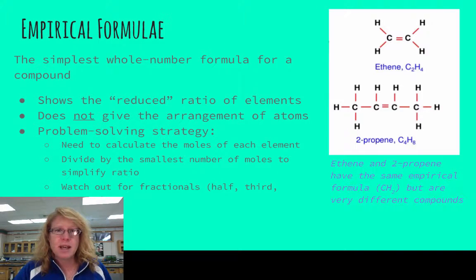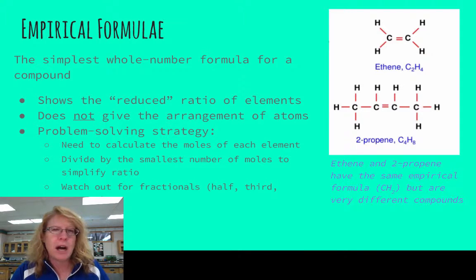And then the third thing is to beware of fractionals. Sometimes when we do mole ratios, we get something a little bit unusual. We don't get a nice easy 1 to 2 or 1 to 3. Maybe we get a 1 to 1.5, or a 1 to 1.75, that would be really hard. I would never do that to you in a Chem 1 class, but it could happen. Or a 1 to 1.66, like a 1 2/3.